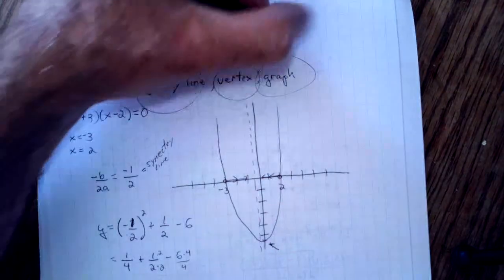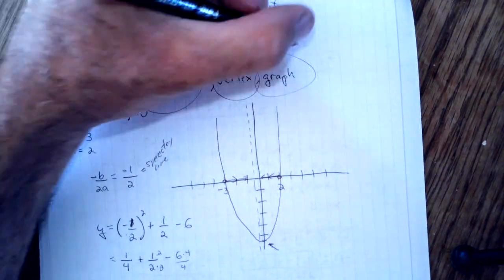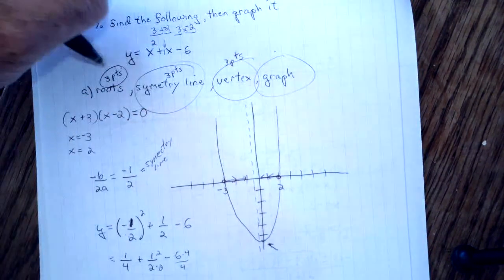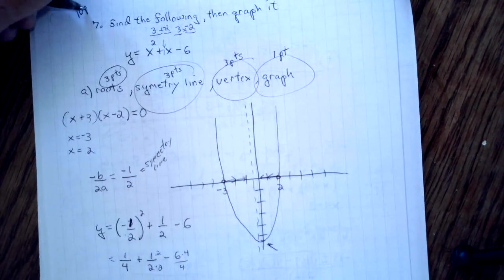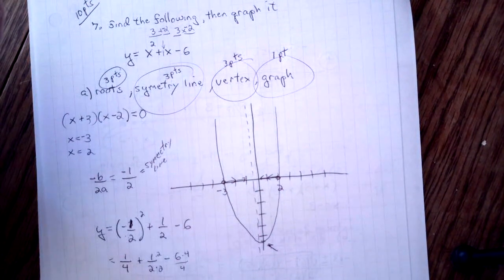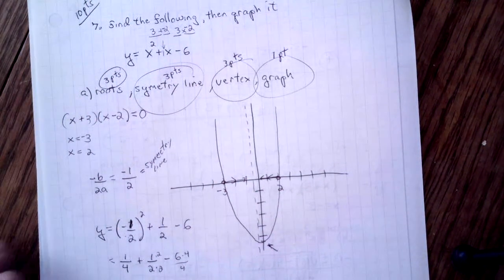Okay, and then drawing it is there. I'm going to make this one 3 points, find the vertex, and then another. In this case, I'm only going to give you 1 point for graph. So this one is worth 10 points. Most of these are a little different, but we're going to make that one 10 points. Okay? Next page. Oh, almost done.